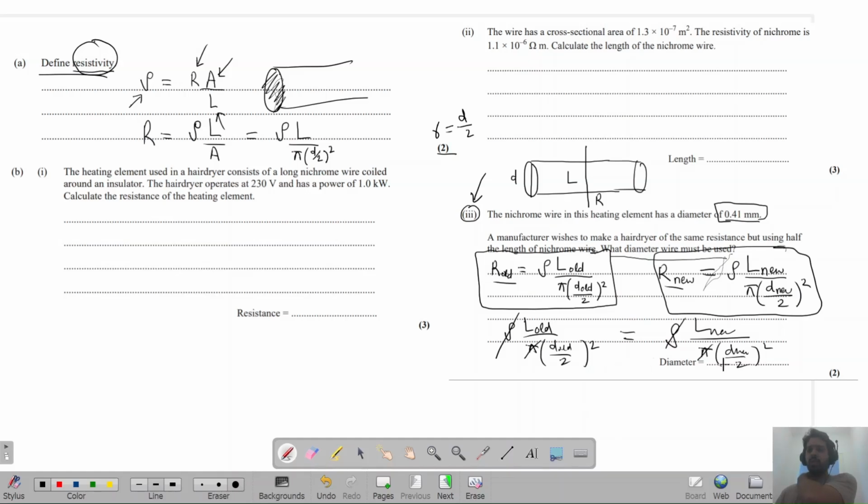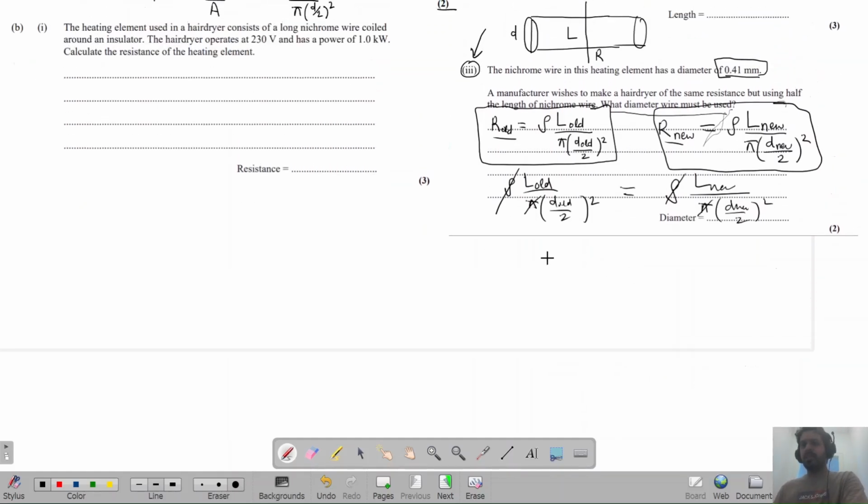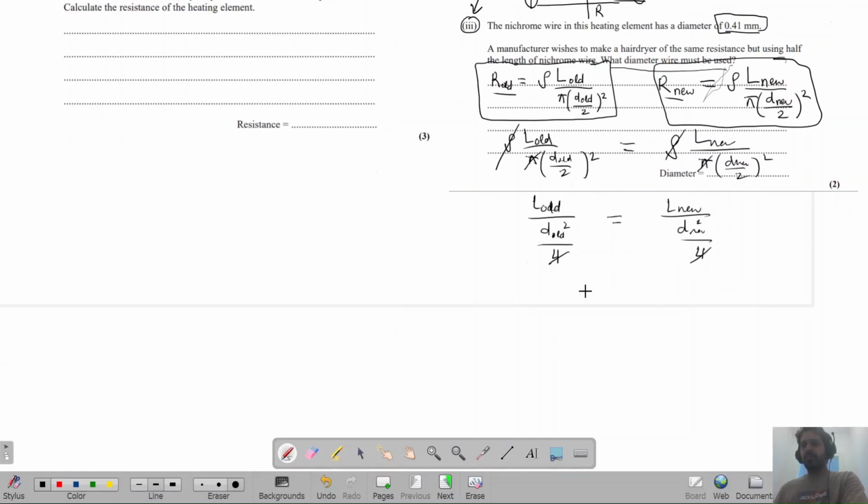And if I take square in the denominator on both sides, I will get L old divided by d old square divided by 4 equals L new divided by d new squared divided by 4. And you can see that this 4 will also cancel from both sides. So finally we are left with a simple equation that L old divided by the old diameter squared equals L new divided by new diameter squared.